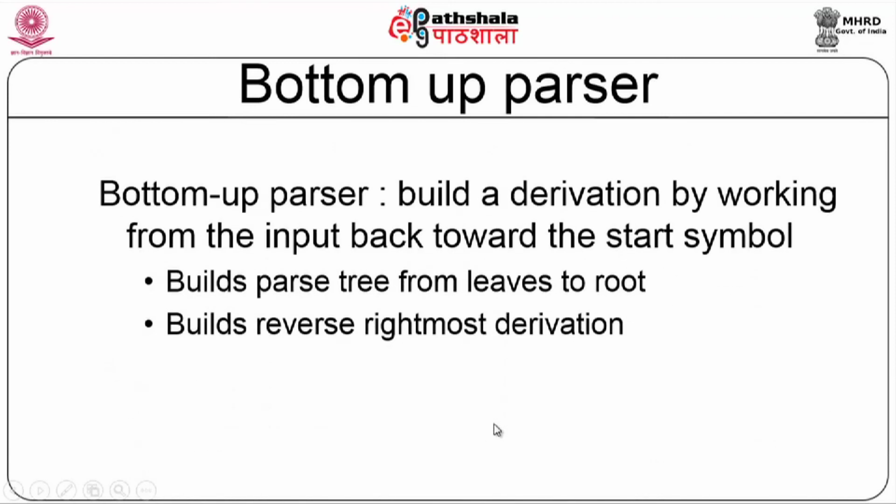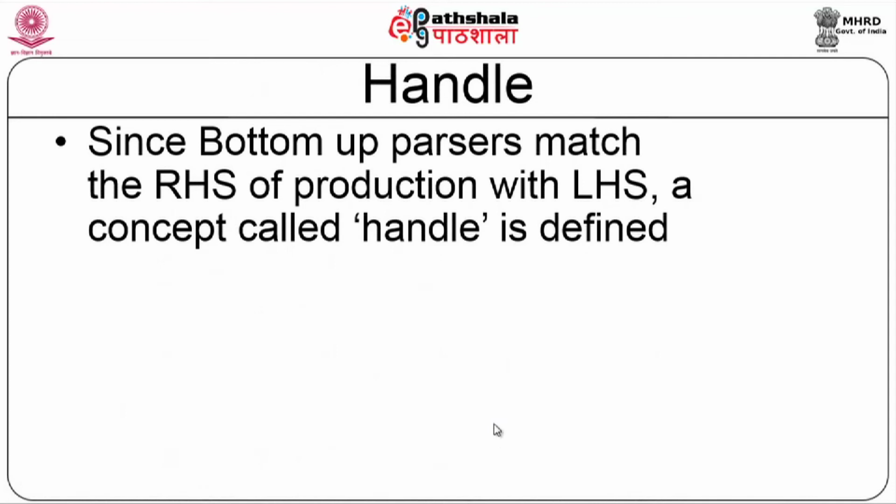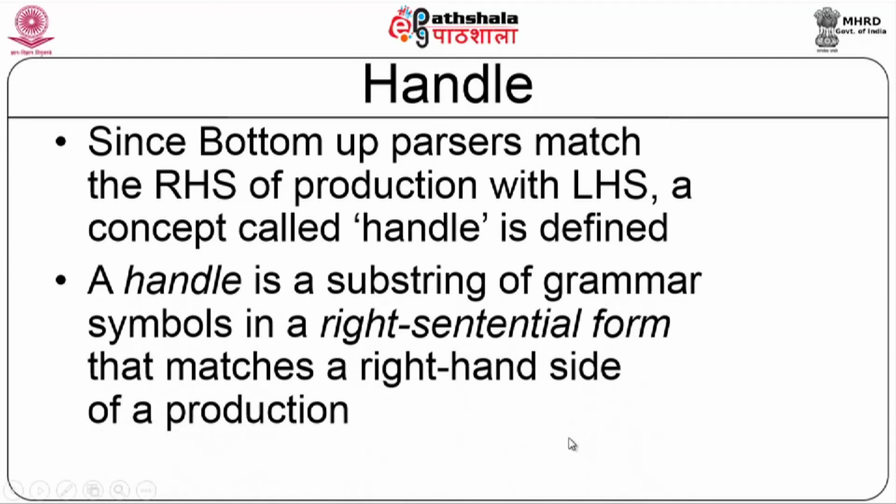Now there is a concept called a handle, which is very important in the context of bottom up parsers. Since bottom up parsers match the RHS of a production with the LHS, we define this handle concept. A handle is formally defined as a substring of a grammar, in right sentential form, that matches the right hand side of a production.